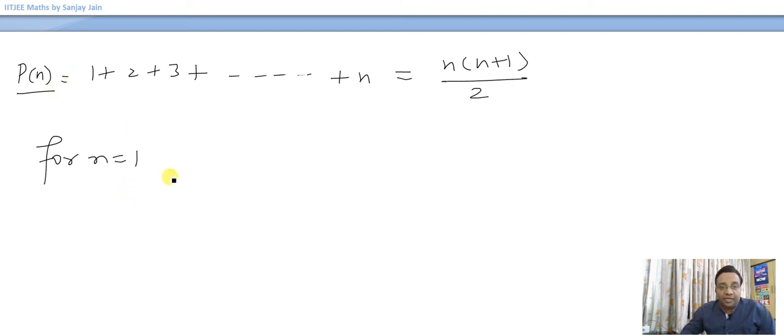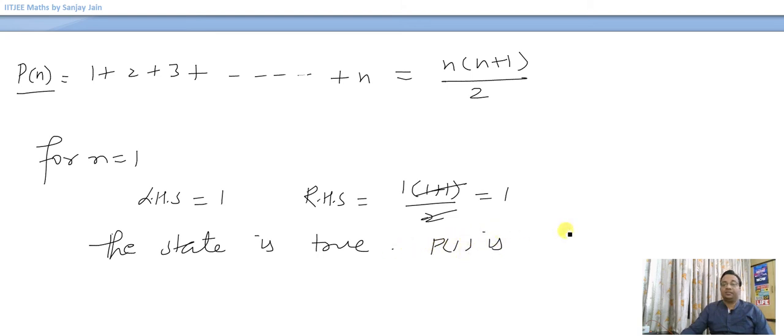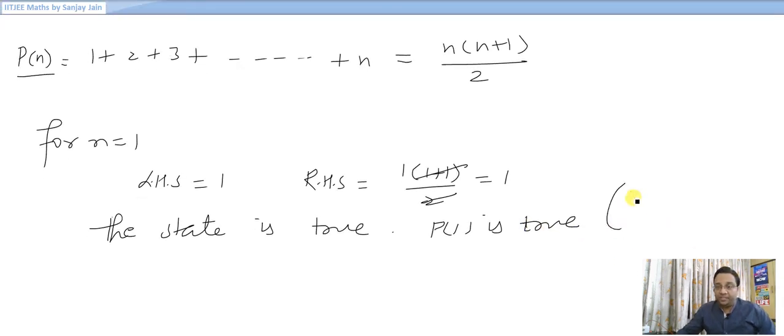For n equal to 1, left hand side is equal to 1 and right hand side is equal to 1 into 1 plus 1 divided by 2, which is 1. So for n equal to 1, this statement is true, or you can say P1 is verified or true. Now this was my base step or basic step, right?